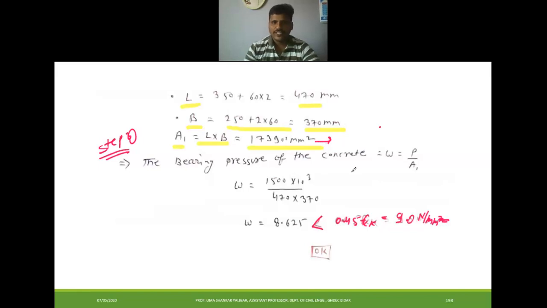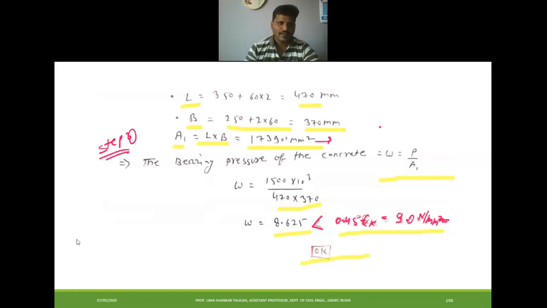Okay, now we need to check whether the bearing pressure is less than the bearing strength or not. The bearing pressure of concrete is W is equal to P by A1. P is the total factored axial load, and A1 is the area of the plate we calculated now. The area of the plate is 470 into 370. If you substitute, we'll get this as 8.625, and it should be less than 0.45 fck, 9 Newton per mm square. Hence it is safe. Okay, this we need to check.